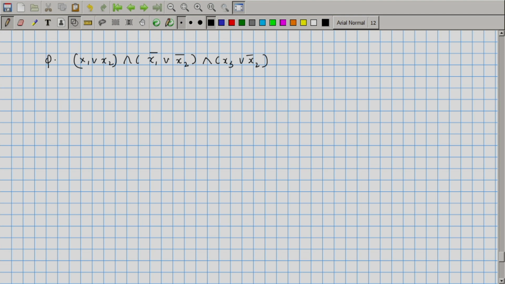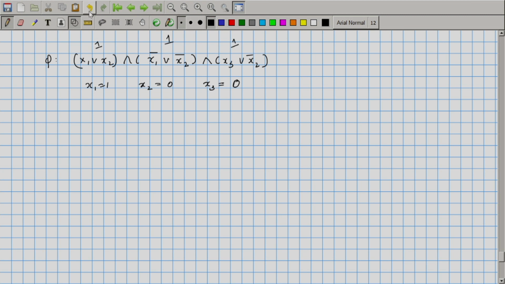Suppose this was our expression. If we put x1 equals 1, x2 equals 0 and x3 equals 1 or x3 equals 0, you can see that this expression will evaluate to 1, this will evaluate to 1 because x2 bar is 1, and this will also evaluate to 1.